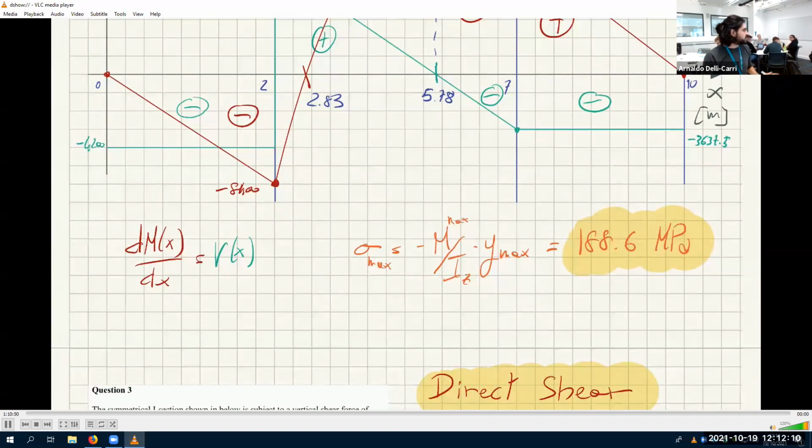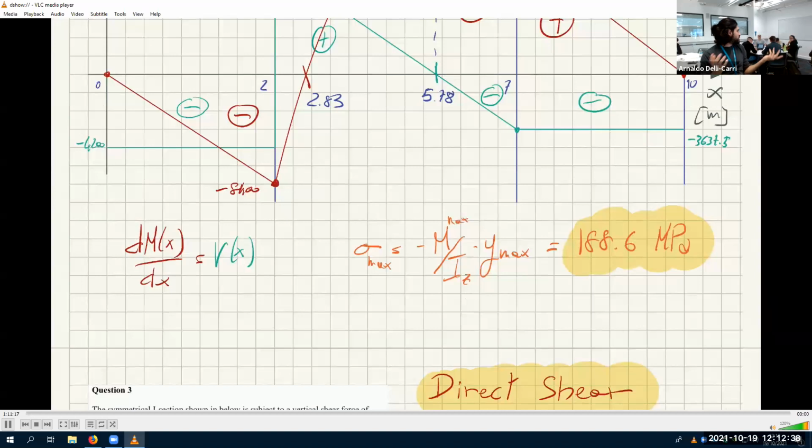There's a minus because it depends on the moment. If the moment goes this way, then it's compressive at the top and tensile at the bottom. If the moment goes this way, it's tensile at the top and compressive at the bottom. If you're bending with a positive moment, it means compressive at the top. So negative at the top, positive at the bottom. So that's why you need a minus sign.